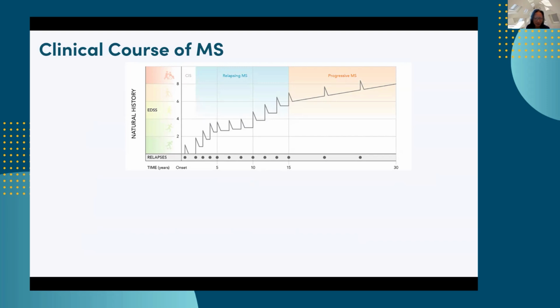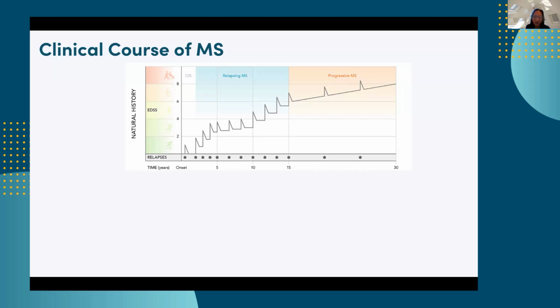So I'll step you through this diagram. What you have on the bottom is just time. So we're talking about from disease onset, and then you can see the 5, 10, 15 to 30 years. This is just a schematic of where most people fall. At the very bottom, you'll see relapses. These are the clinical relapses that patients would feel and would actually go to the hospital for.